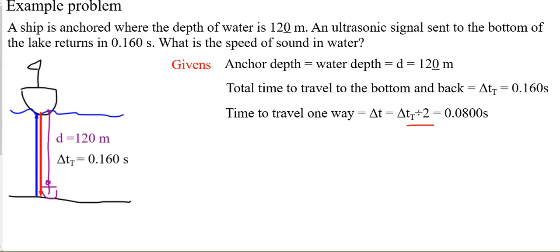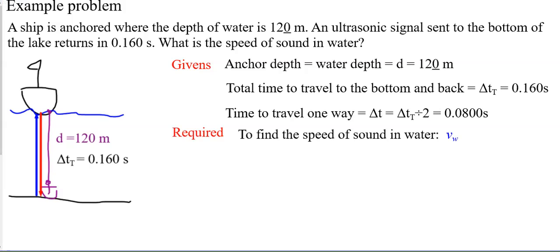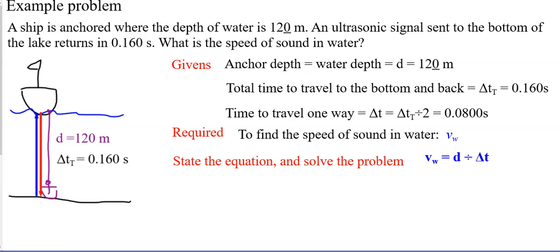So I've got my anchor depth, I've got the total time, I've now got the time to go one way going to the bottom of the water. So I have to find the speed of sound in water. Typically that would just be your straightforward grade 10 kinematics equation relating your speed to your distance divided by time. That's all speed really is. Even the units meters per second tells you take your distance, your length, if you will, divided by time.